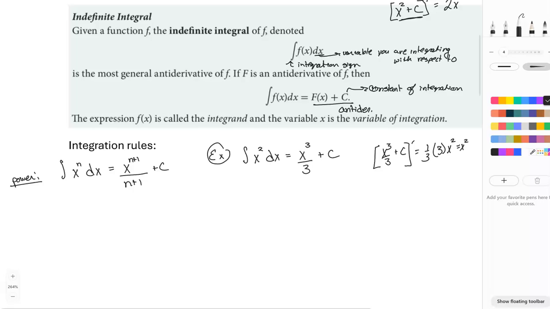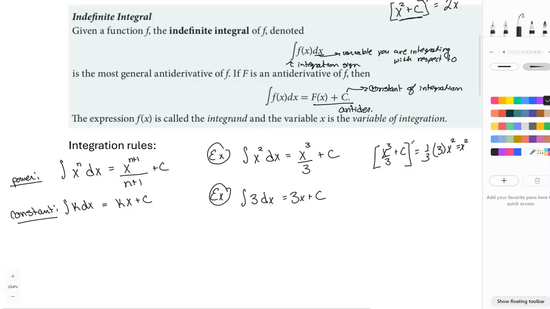Let's look at another rule. Let's say we want to integrate a constant. So that's going to be k times x plus c. So for example, if I want to integrate the constant 3 with respect to x, it's going to be 3x plus c. Again, we could check it. If I take the derivative of this, I'm going to get just that 3.